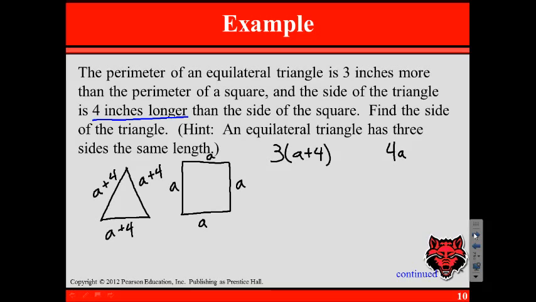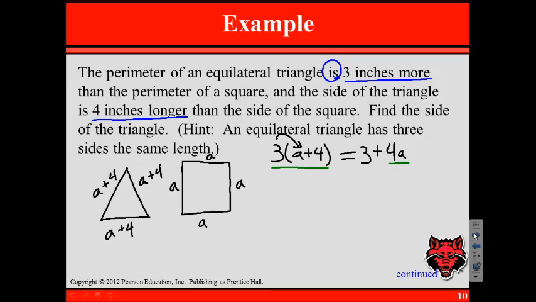Now if we go back to the information given in the problem, it says the perimeter of the triangle is 3 inches more than the perimeter of the square. So what we have on the left side is the perimeter of the triangle, using our keywords, equals 3 inches more means addition, 3 inches more than the perimeter of the square. Now we have an equation that can be solved.